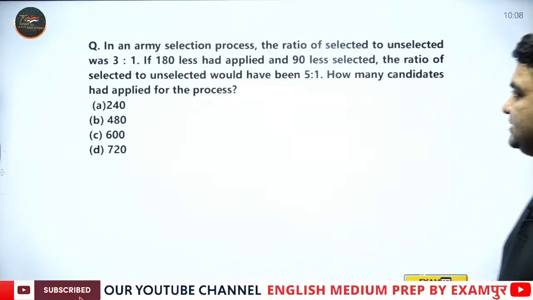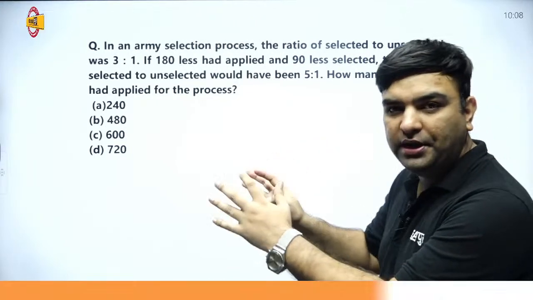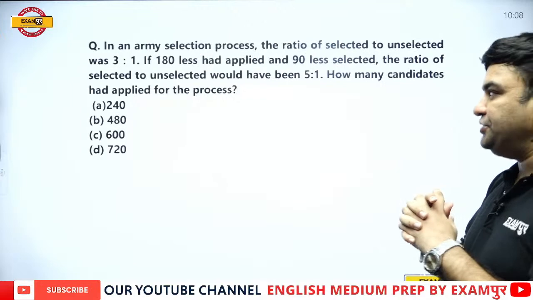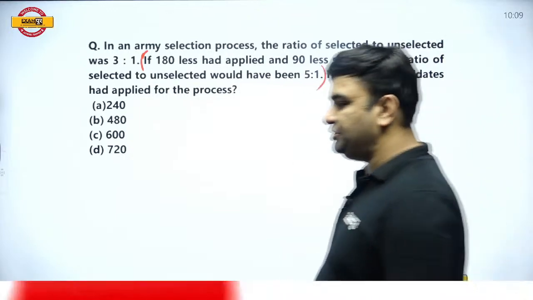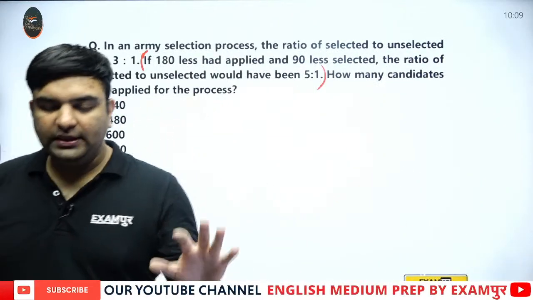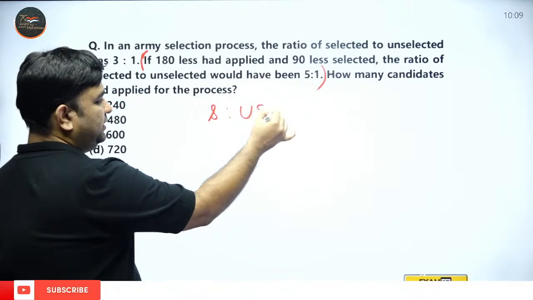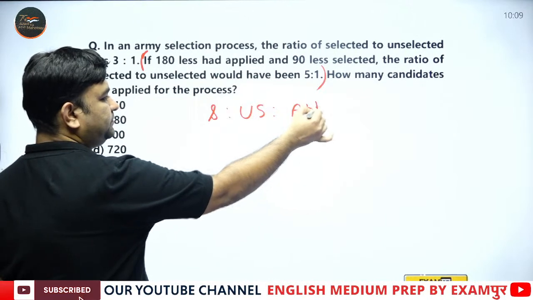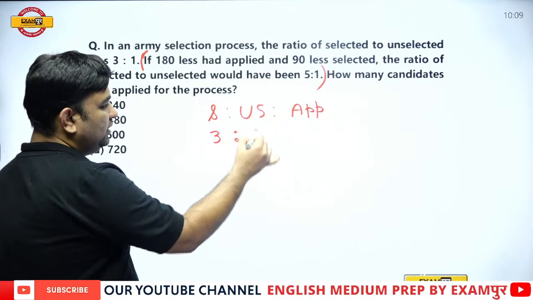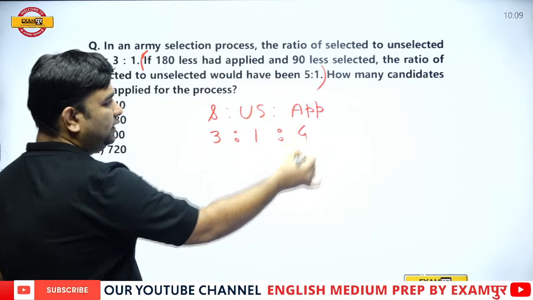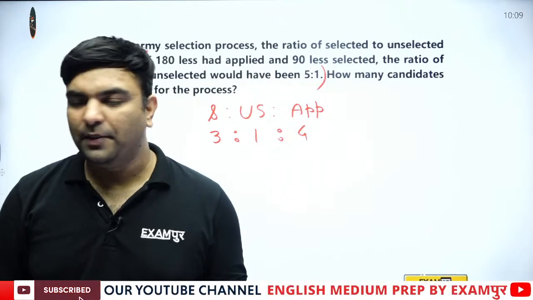In a selection process, a ratio of selected to unselected is given. Initially the actual condition is given: selected, unselected, total is applied. Selected and unselected are in the ratio 3:1, so applied would be 3 plus 1, 4. They are asking how many candidates applied in the examination.